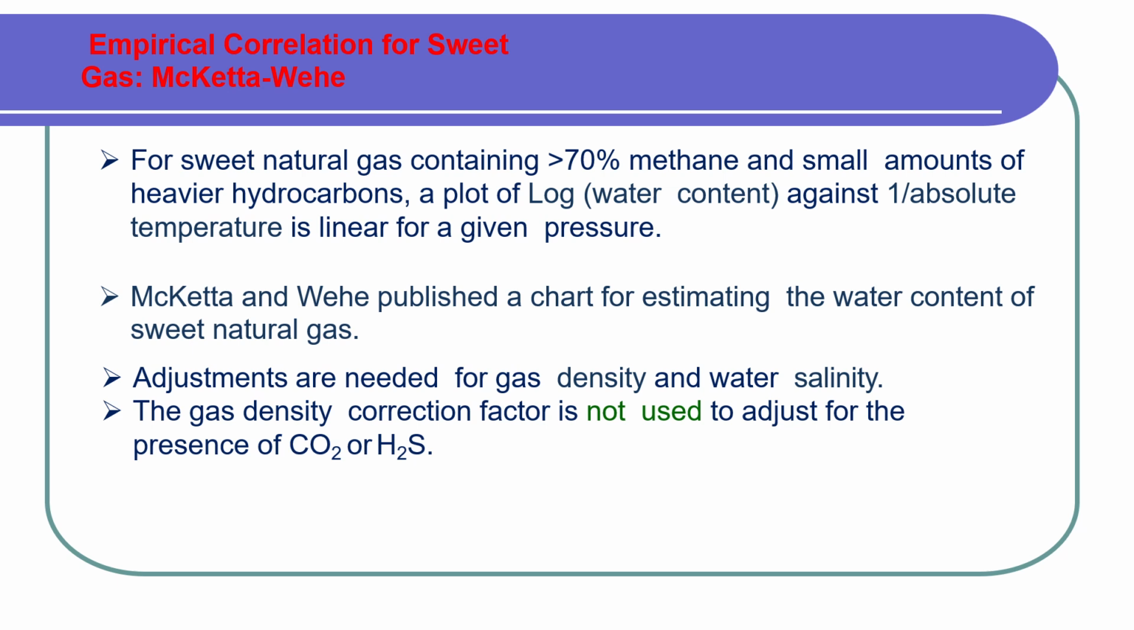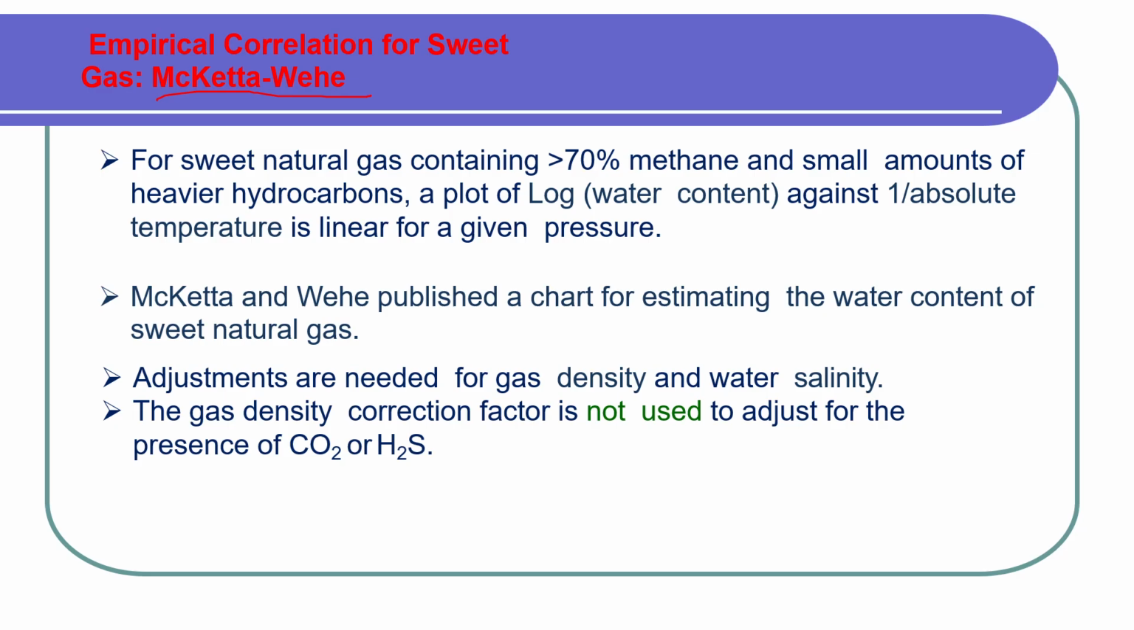So now we will discuss the last section of chapter 4, which is in fact something that I was thinking to leave till chapter 6, but since we're going to explain an example, it's good to explain this chart. The method that we're going to discuss today is what we call the Makita-Wehe method, the Makita-Wehe chart. This is an empirical correlation for a sweet gas that can be used to predict how much water you have in the gas stream.